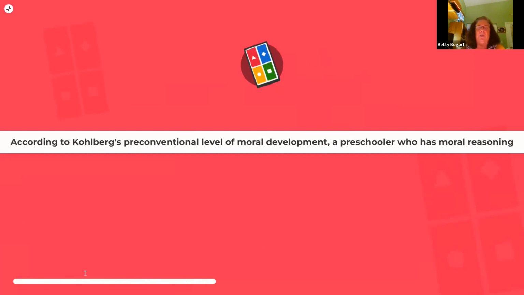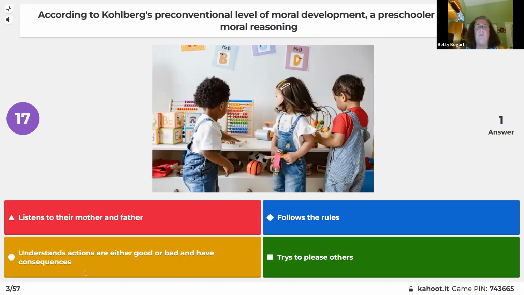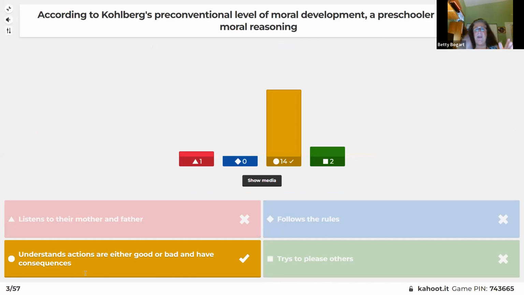According to Kohlberg's pre-conventional level of moral development, a preschooler has moral reasoning what? What does Kohlberg talk about? There's all those other words with it. Yes, it's about morality, but what is Kohlberg? What does he say? I think of all the theorists, this one's the easiest. There's right and there's wrong, and there's a consequence for each. That's it. That's Kohlberg.